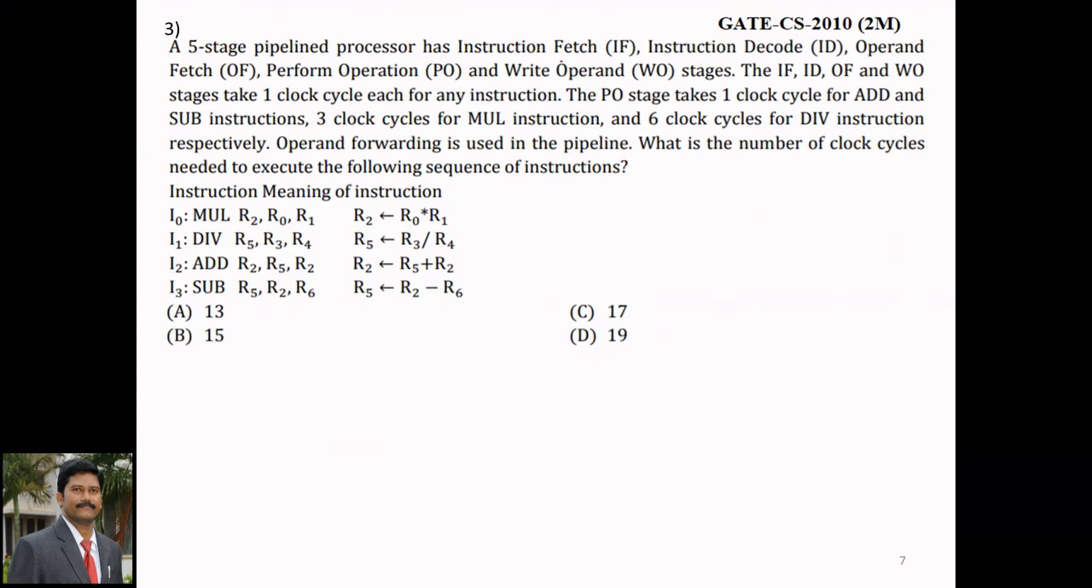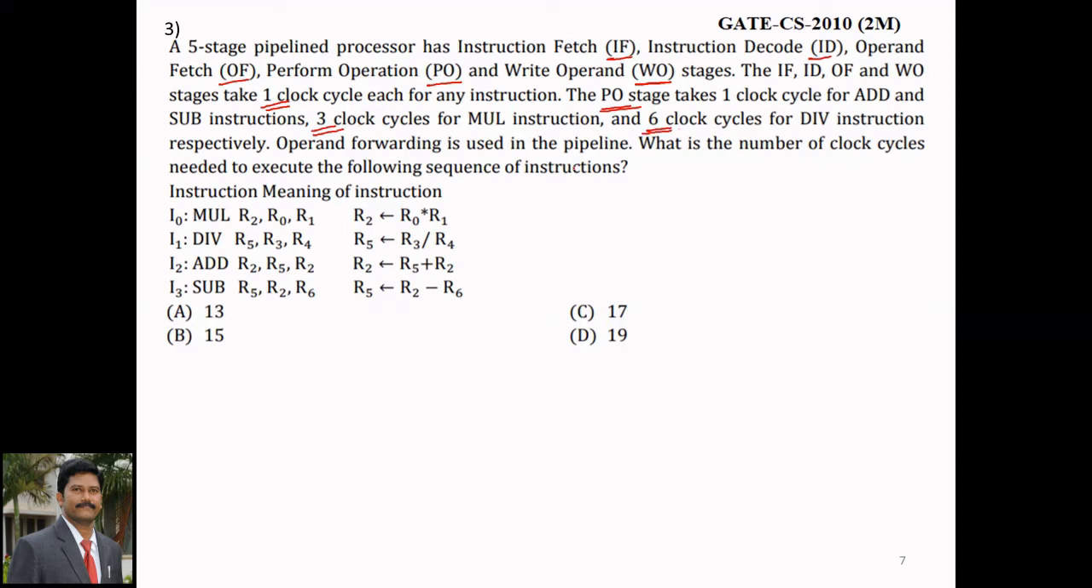Here a 5-stage pipeline processor is given: IF, ID (the instruction decode), OF (operand fetch), PO (perform operation, execution stage), and WO (write operand). Okay, 5 stages are given. The information given is that IF, ID, OF, and WO will take 1 clock cycle each for any instruction, but the PO stage takes 1 clock cycle for add and subtract, 3 clock cycles for multiply, and 6 clock cycles for division.